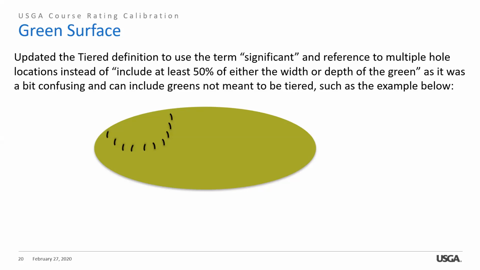And for those of you that are asking the question, well, we never even talked about this tiering when we're out there rating, that's because typically this is done as part of the measuring process, and you already have that information on your sheet when you go out to rate the golf course.